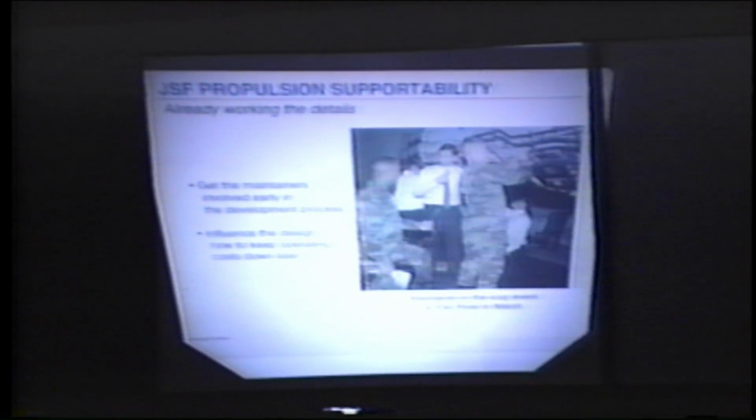This is a supportability review we had down at Pax River, which we had all 3 of the services down there. We brought the 119 mock-up down there. And the way you do a good review is let the mechanics work on it. These are Marines right here. You can see that they've got a speed wrench right in his hand.